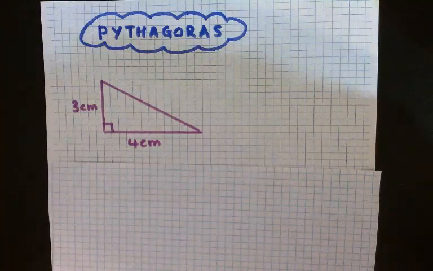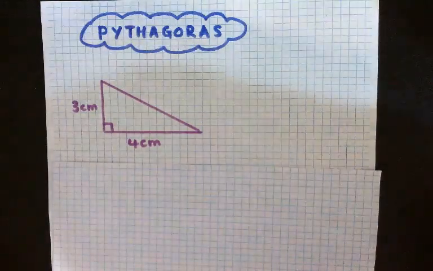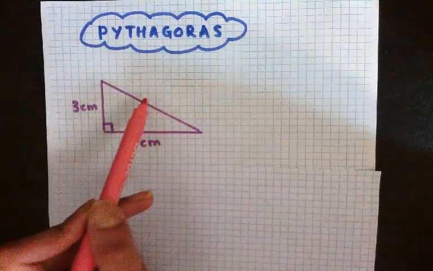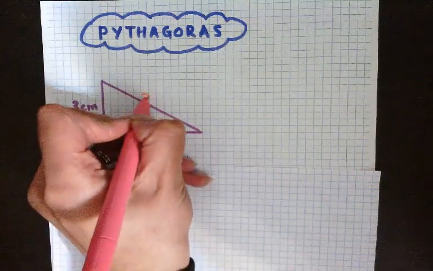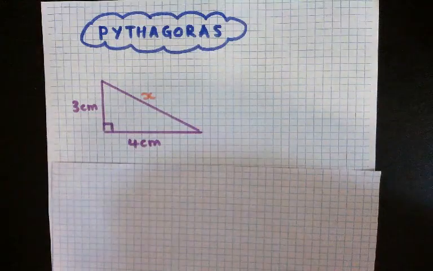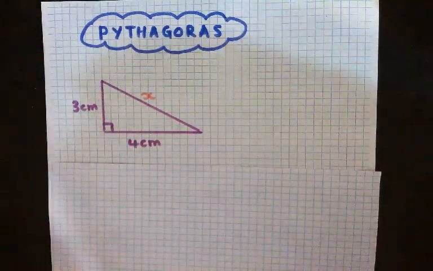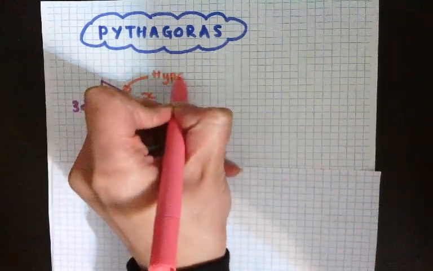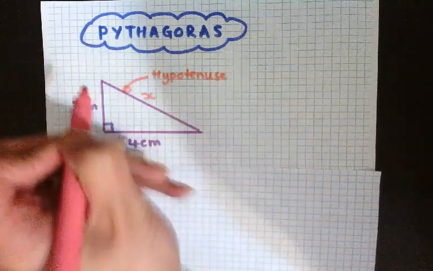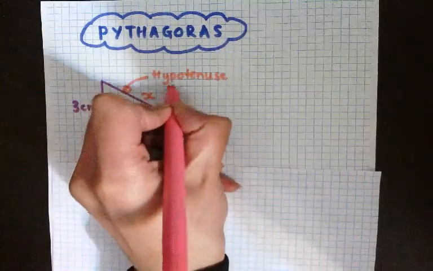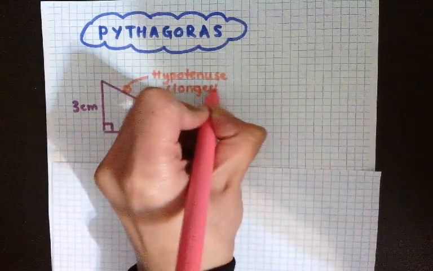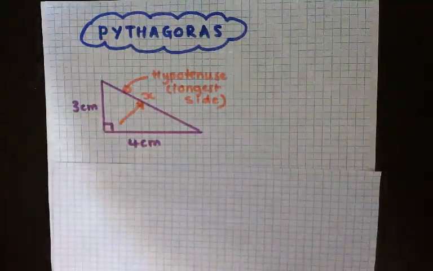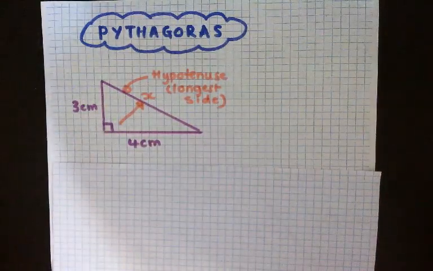Pythagoras' theorem is used to find a missing side on a right angle triangle. So if we're given two sides, we can find the missing third side. So I'm going to call this side X, and this particular side is a special side of a right angle triangle, and it's called the hypotenuse. It's the longest side on the right angle triangle. And it's located opposite the right angle, and it's really important to know where the hypotenuse is.